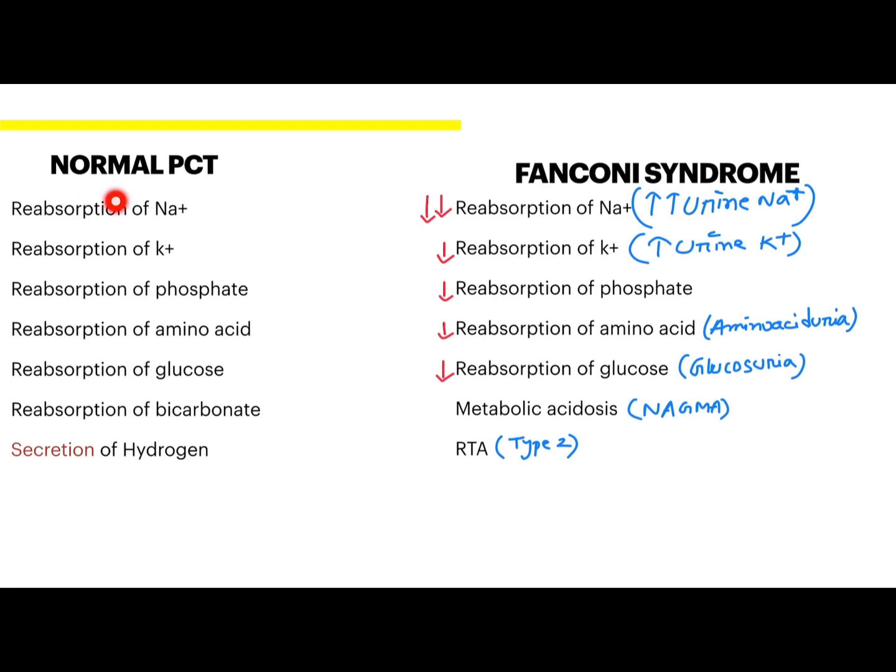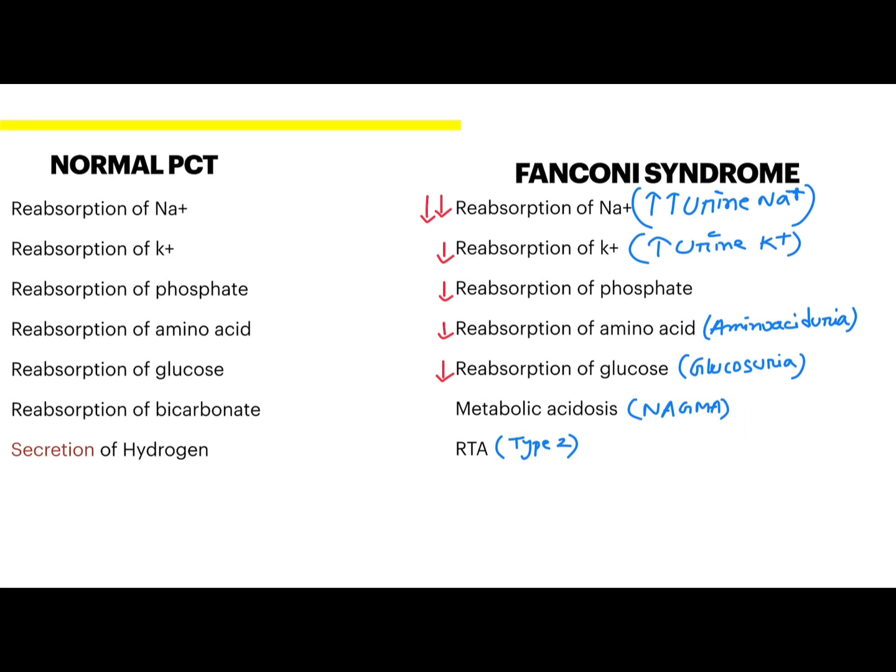Normal PCT reabsorbs sodium, and in Fanconi, failure to reabsorb sodium will lead to hyponatremia. Failure to reabsorb potassium will lead to hypokalemia or increased urinary potassium excretion. Failure to reabsorb phosphate will lead to phosphaturia. Failure to reabsorb amino acid will lead to aminoaciduria. Failure to reabsorb glucose will lead to glycosuria. Failure to reabsorb bicarbonate will lead to metabolic acidosis. In this case, there will be normal anion gap metabolic acidosis.